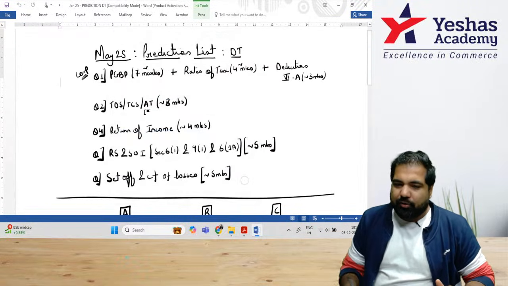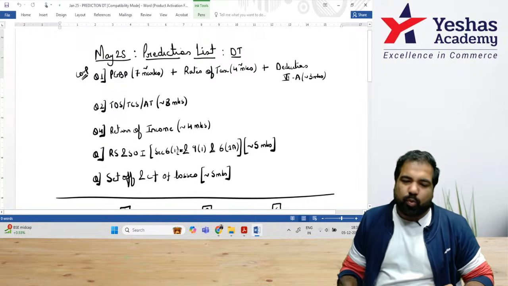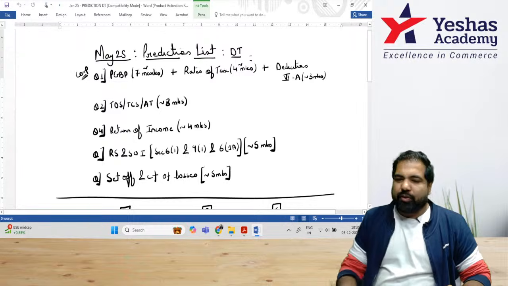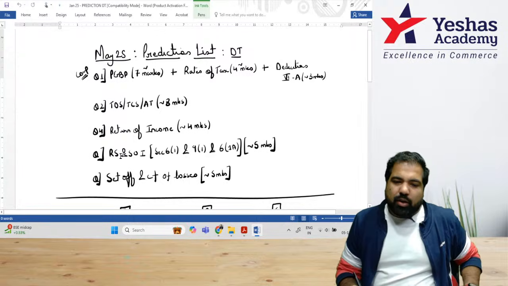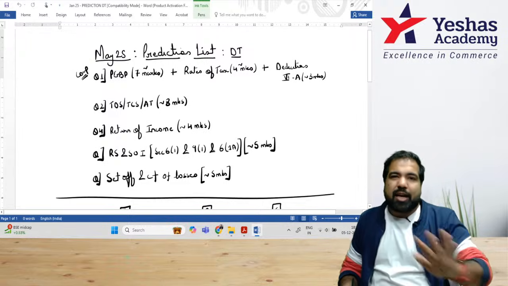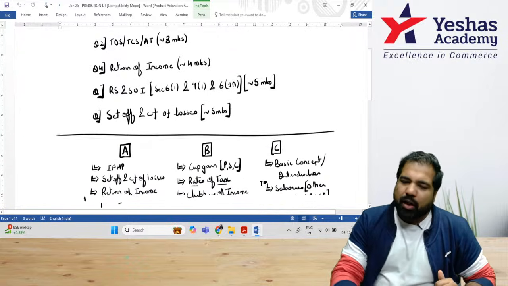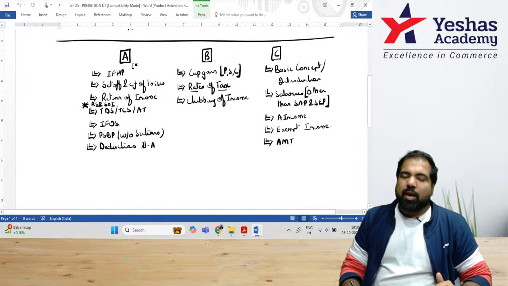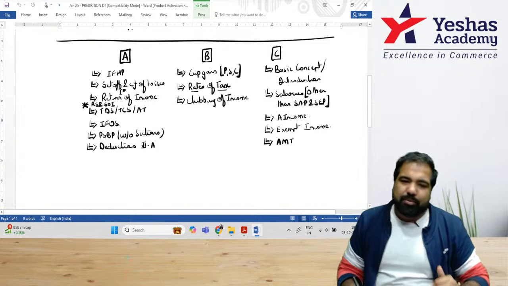So, first question, second question, fourth question, and some 2 extra questions. What will they be? PGBP, rates of tax, reductions, TDS, TCS, advance tax, return of income, residential status, and set off and carry forward. This is prediction. That means these chapters have to be done really, really well. And I also have an ABC analysis. This is not just an ABC, but this is the sequence which you will study 1.5 days before the exam.